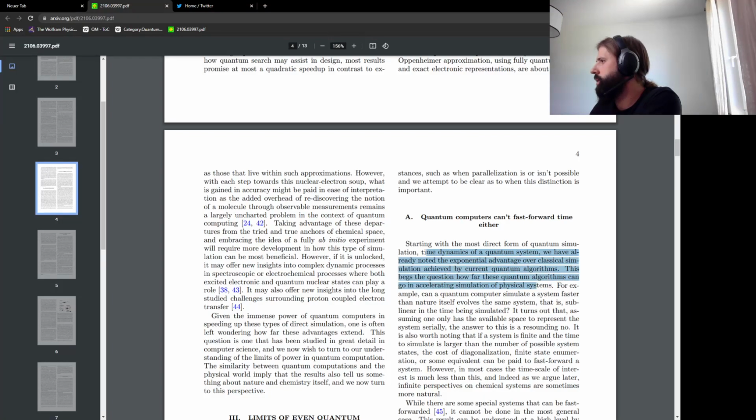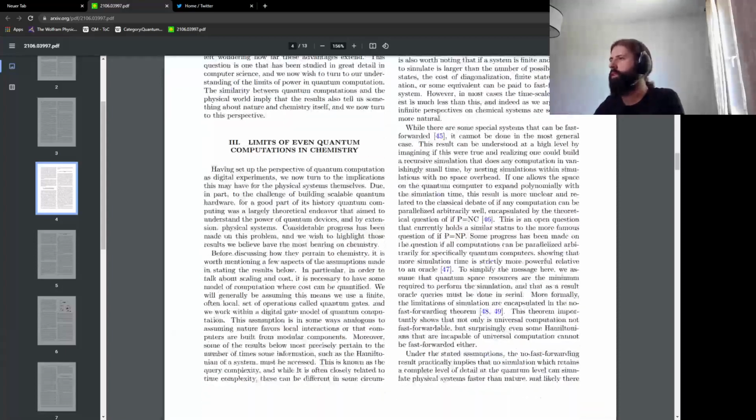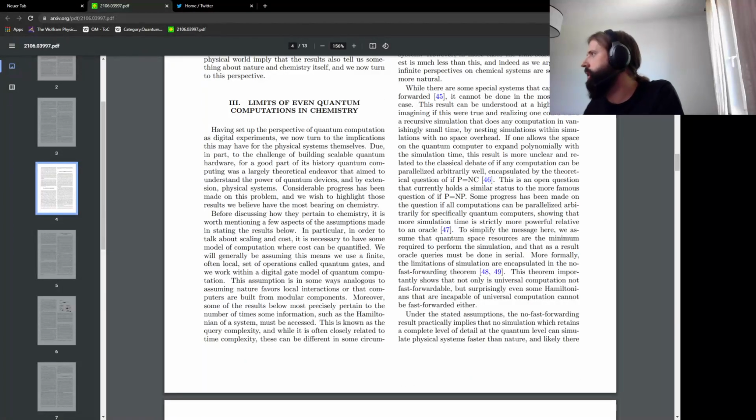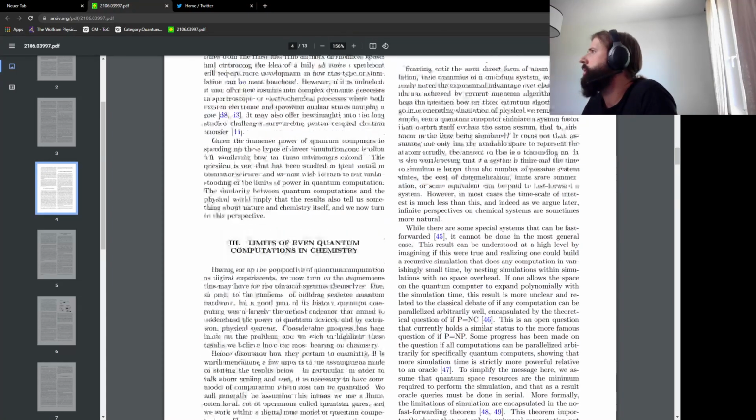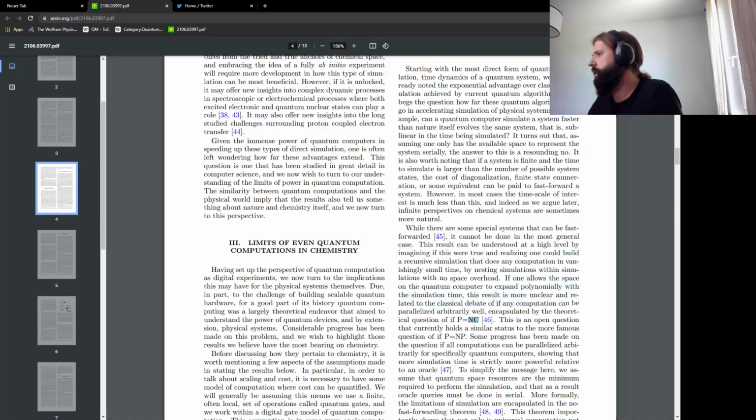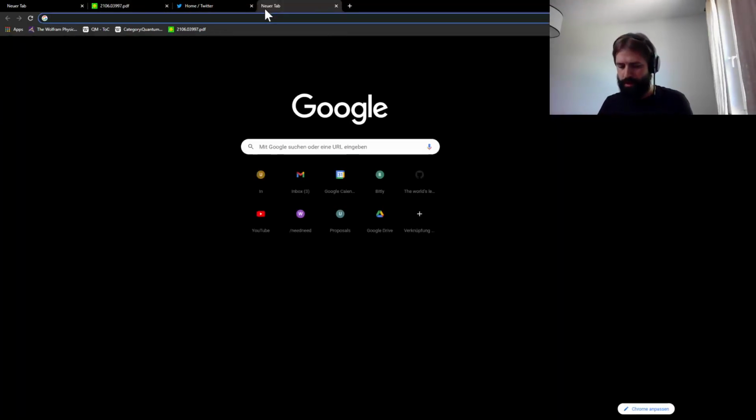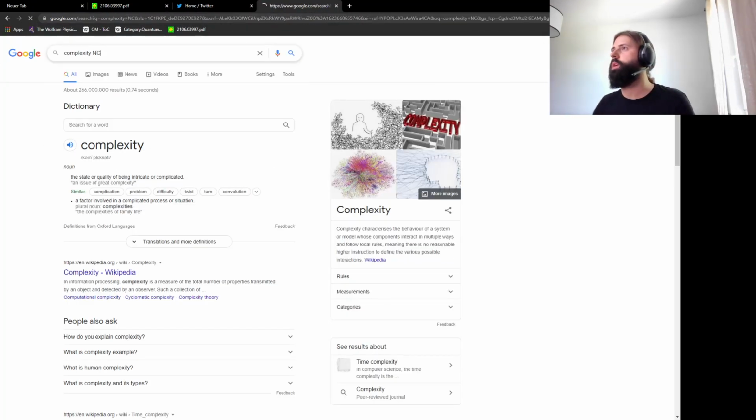Simulations, basic question. So I guess at some point chapter 3 goes through undecidability, with similar status to the more famous P equals NP. If one allows the space of the quantum computer to expand polynomially with the simulation time, the result is more unclear and related to the classical debate of whether any computation can be parallelized arbitrarily, encapsulated by the theoretical question of whether P equals NC. What is NC? NC complexity.